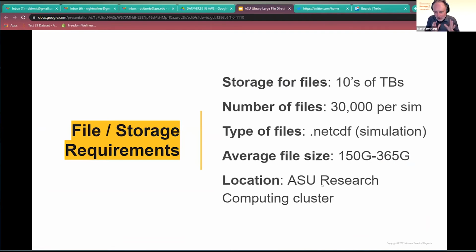So again, they told us they had about 15 to 30,000 different simulation files that they would like to store in Dataverse. The simulations represented climate and urban development scenarios. They said they had tens of terabytes of files, of data size.